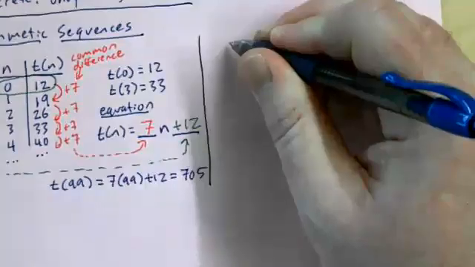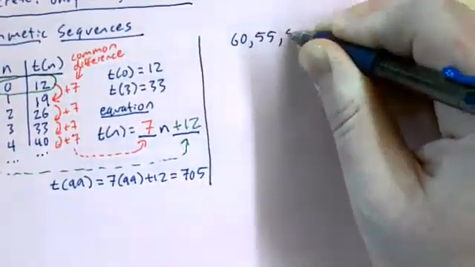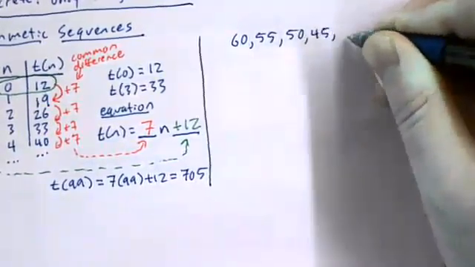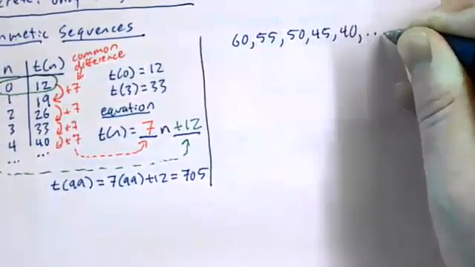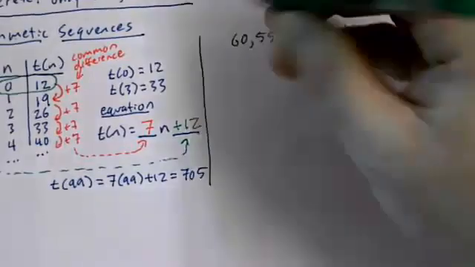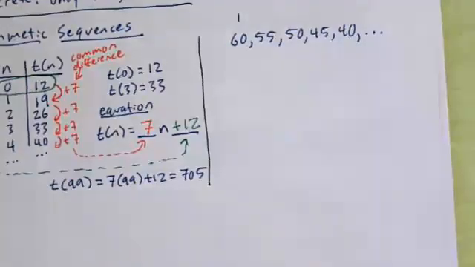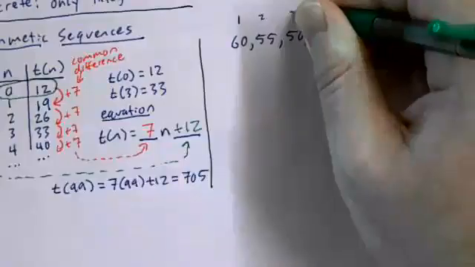All right, this time I'm going to give you the sequence as a list. 60, 55, 50, 45, 40, and so on. Now keep in mind, when we get a sequence in a list, the first term is our first term. That's our first term. This is our second term. This is our third term.